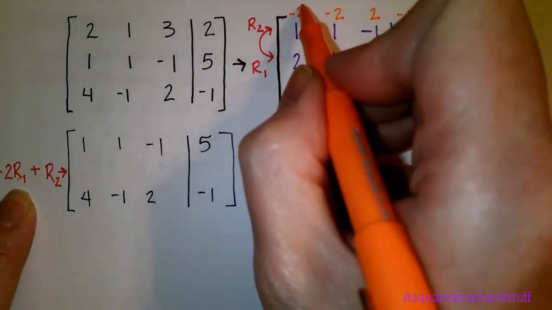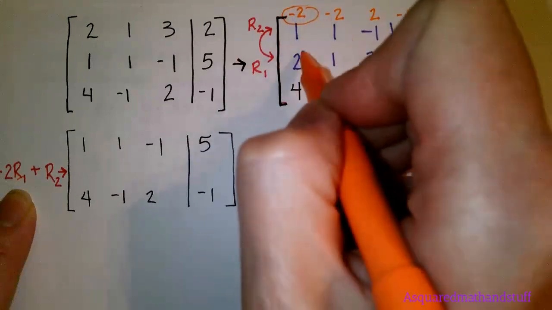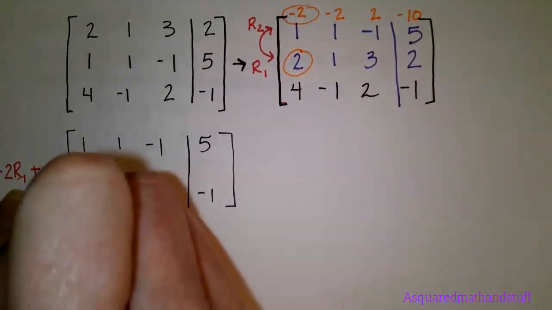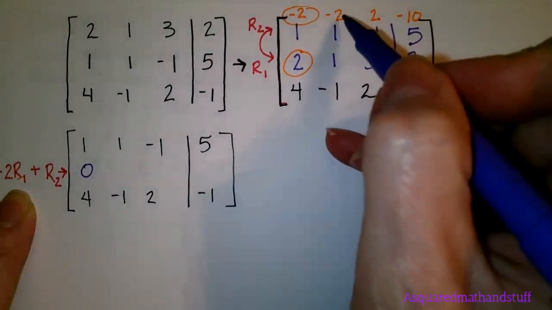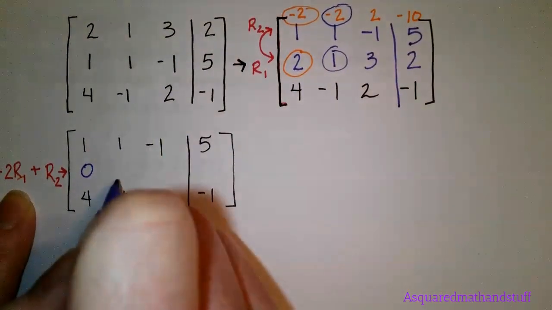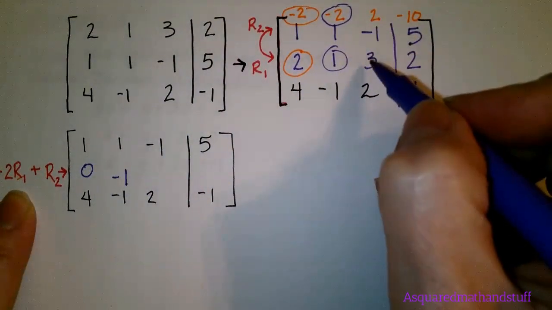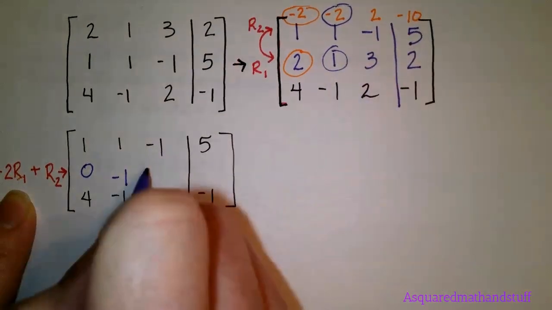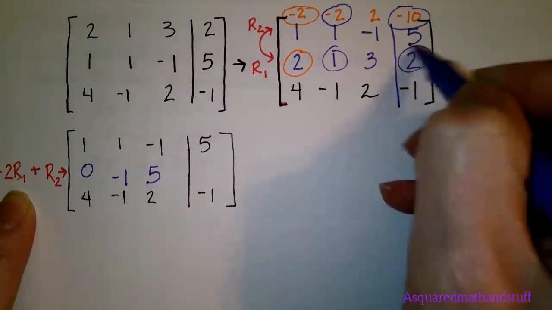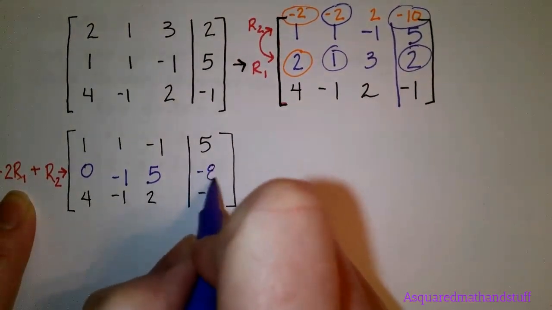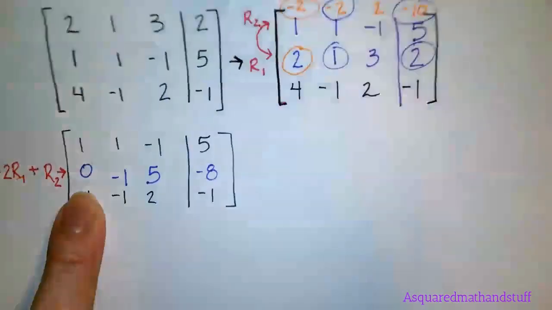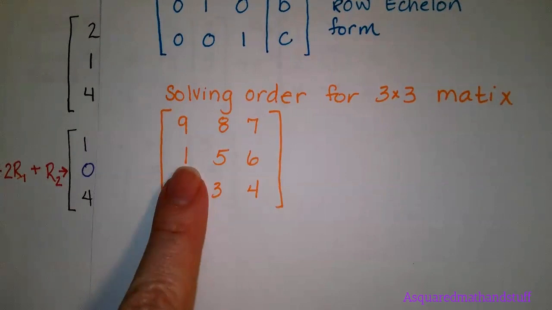Now I'm going to look at adding the negative 2 and the 2. Those give us a 0. So we'll write 0 right there. Negative 2 plus 1 gives us a negative 1. Positive 2 plus 3 gives us 5. And then finally, negative 10 plus 2 gives us a negative 8. So we have the 0 here in that position that I said we should get a 0 in first.